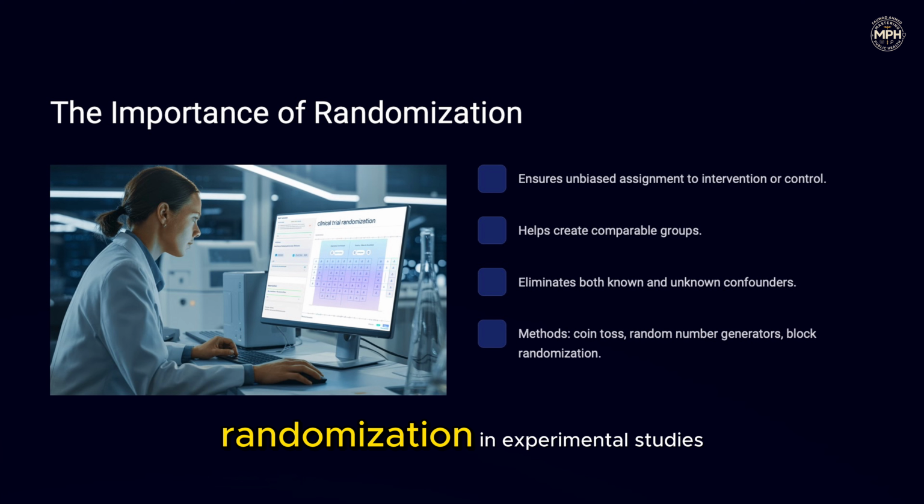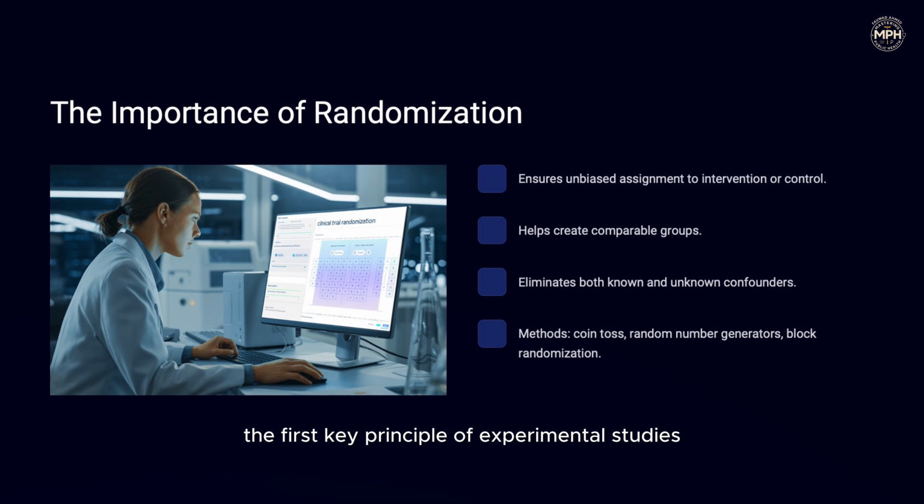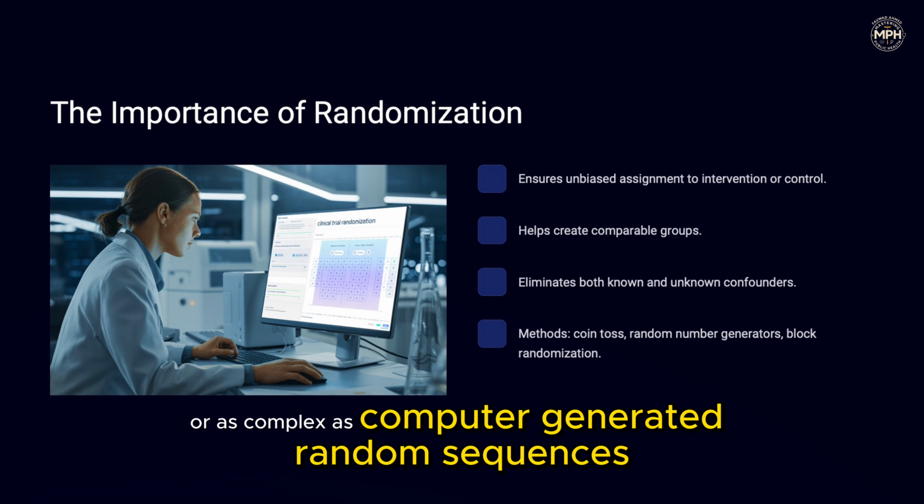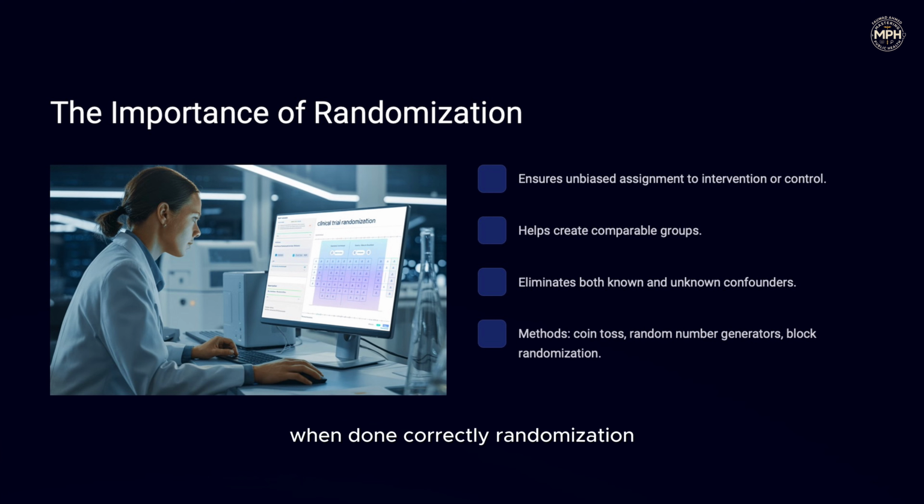Randomization in experimental studies. The first key principle of experimental studies is randomization. Randomization means that participants are assigned to the intervention or control group by chance, not by choice. The purpose of randomization is to ensure groups are comparable at baseline, eliminate selection bias, and control for unknown confounding variables. This process can be as simple as a coin flip or as complex as computer-generated random sequences. When done correctly, randomization helps ensure that differences in outcome can be attributed to the intervention itself.